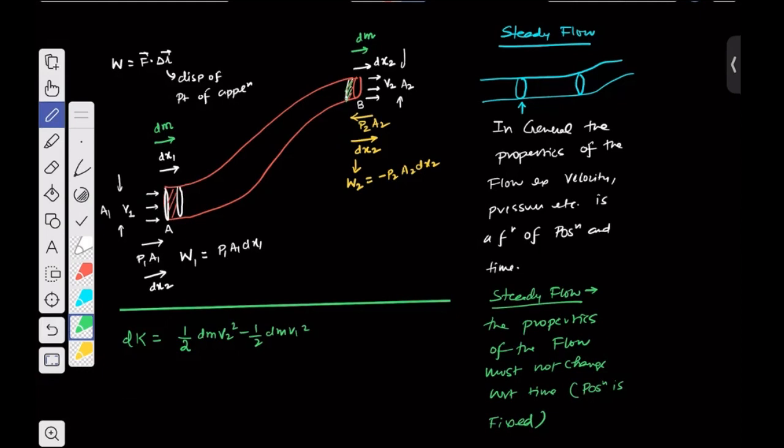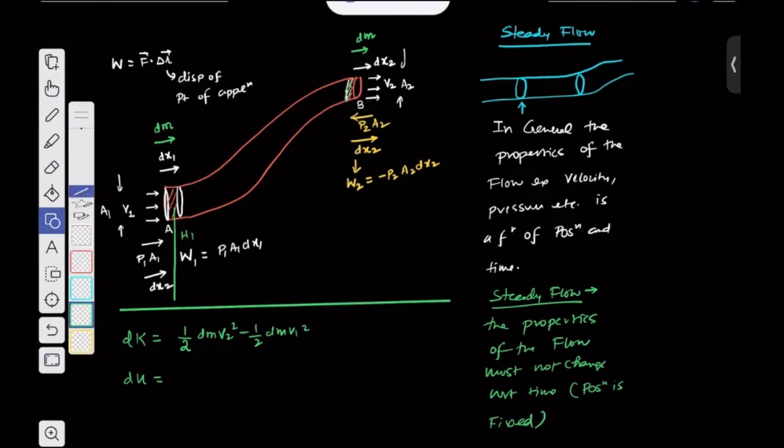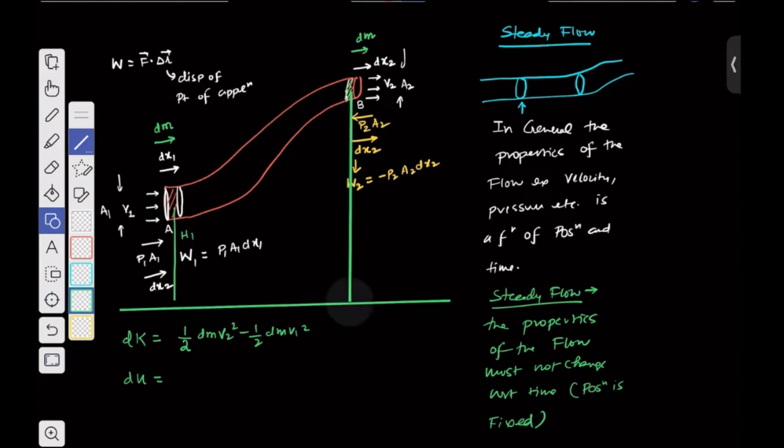Next, the change in gravitational potential energy. Suppose the center of mass of the cross section at end A is at height h1, and the center of mass at the cross section B, from the reference level, is at height h2.